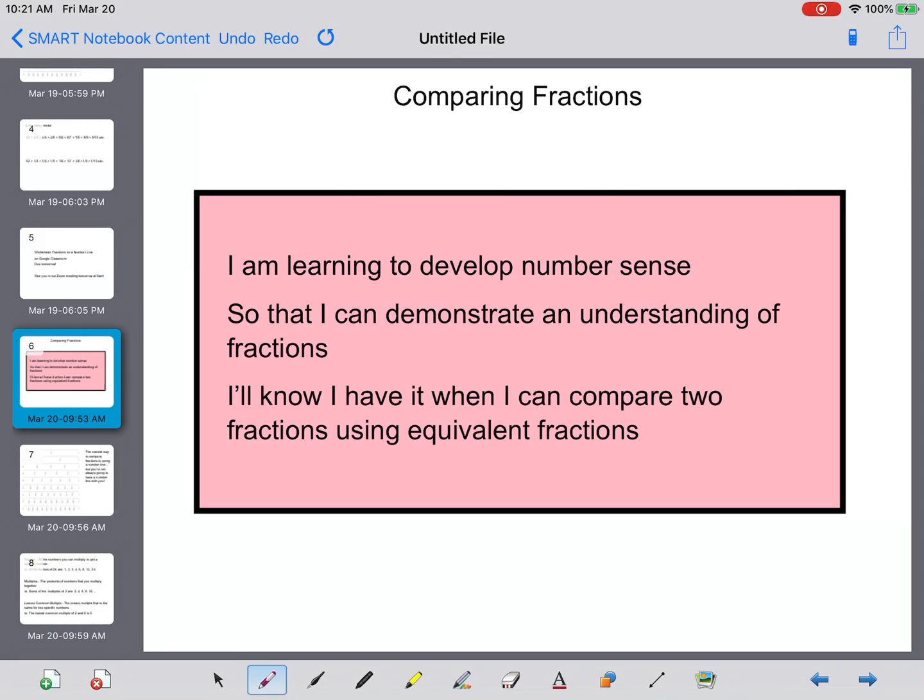Our learning intentions and success criteria are: I am learning to develop number sense so that I can demonstrate an understanding of fractions. I'll know I have it when I can compare two fractions using equivalent fractions.